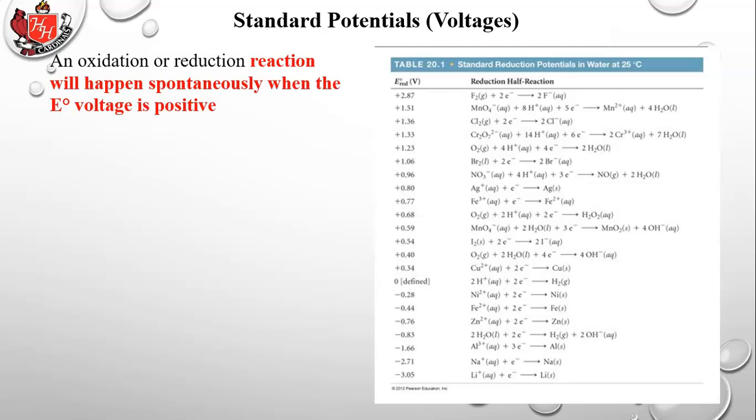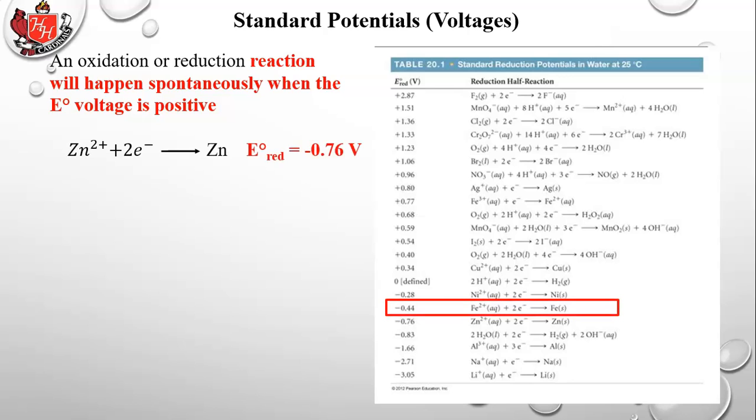Okay, an oxidation reduction reaction will happen spontaneously when the standard potential voltage is positive. So now we look at the other side of our copper-zinc reaction. Here you have zinc, and it's being reduced from a 2 plus down to a 0. So you take the zinc ion, you give it 2 electrons. Those 2 electrons came from the hydrogen. And that's going to give you a standard potential of reduction of negative 0.76 volts. Well, that means that it doesn't happen spontaneously.